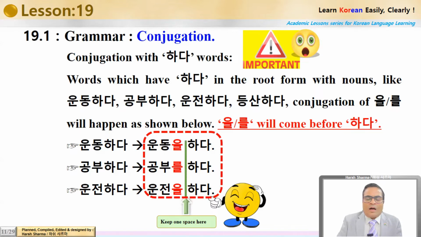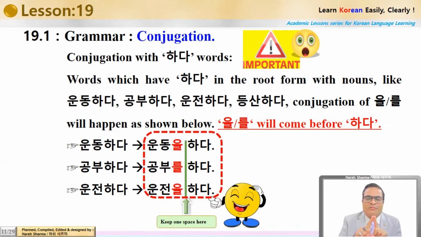There are some hada words. If you see words which have hada in the root form with the nouns, actually, undong hada, kongbu hada, unjon hada, dungsan hada, they are verbs. But their root form is always a noun and hada is added. So this is a special case. Whenever you find these kinds of words with the noun plus hada together, again, I am reminding, noun plus hada together.